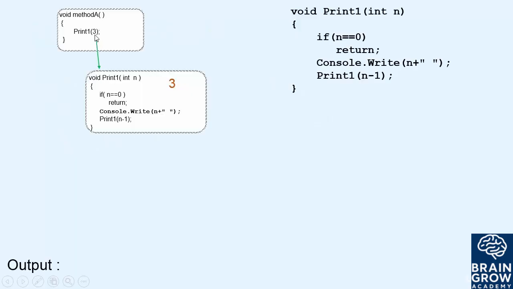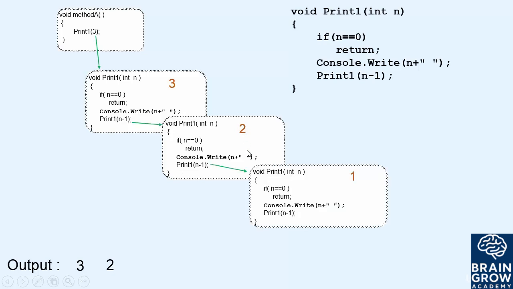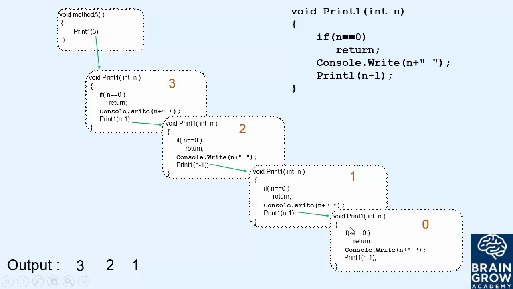First, we have called this method with argument 3. So in the first call, value of n is 3. Now this method executes, n is printed, so 3 is printed. Now this print1 is called with argument n minus 1. n is 3, so it is called with argument 2. Now this 2 is printed and it is called with argument 1. Next, this 1 is printed and it is called with argument 0.